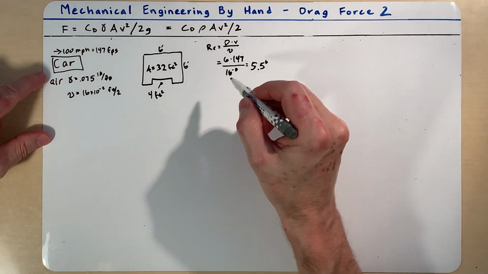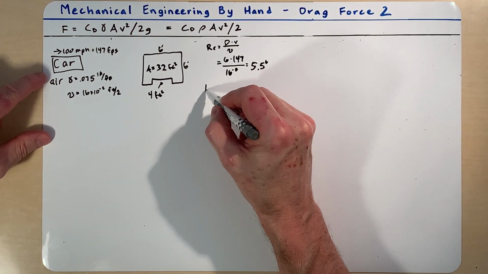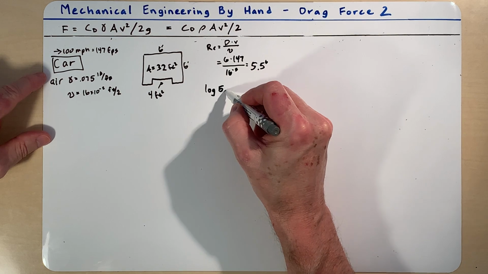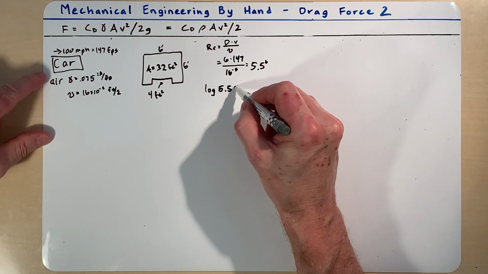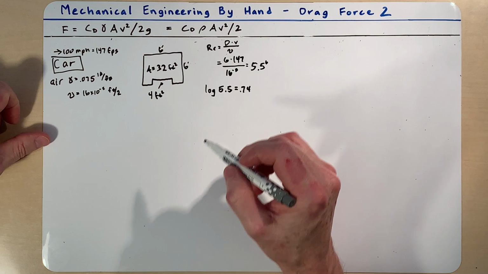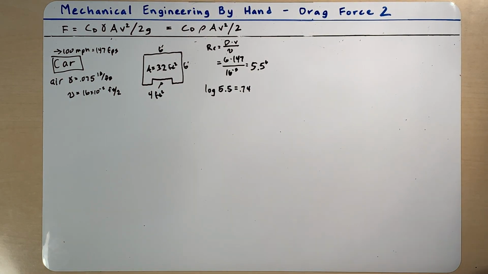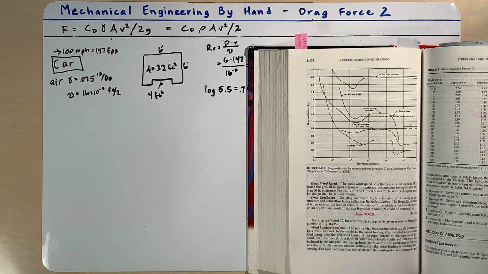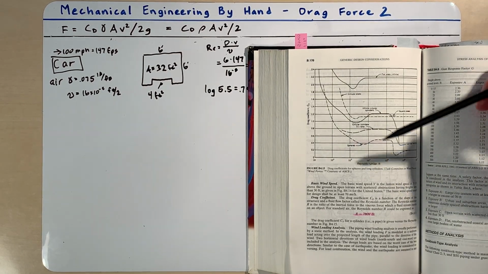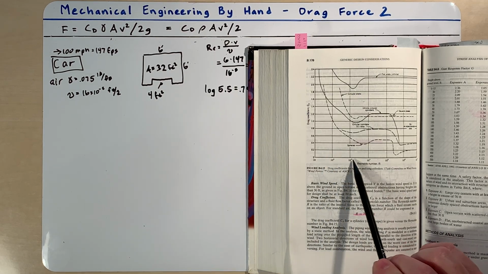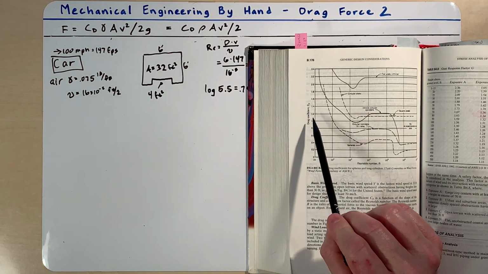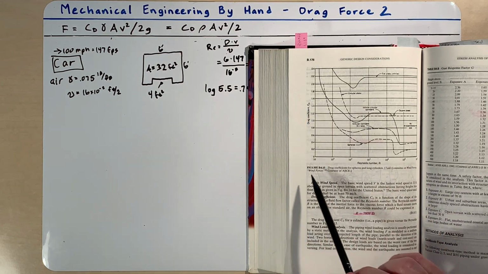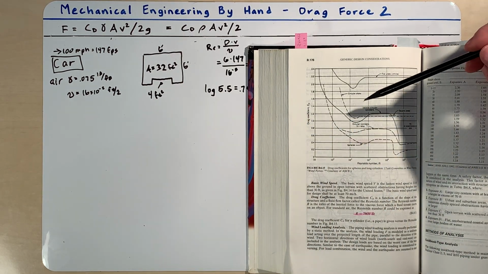Now we talked about how to read a log scale. There's a trick I use. If you just take the log of 5.5, that equals 0.74, and we'll use that on a drag coefficient chart. So let me show you this one. This drag coefficient chart has the Reynolds number on the bottom, and the drag coefficient on the left side, and the different lines are for different shapes.